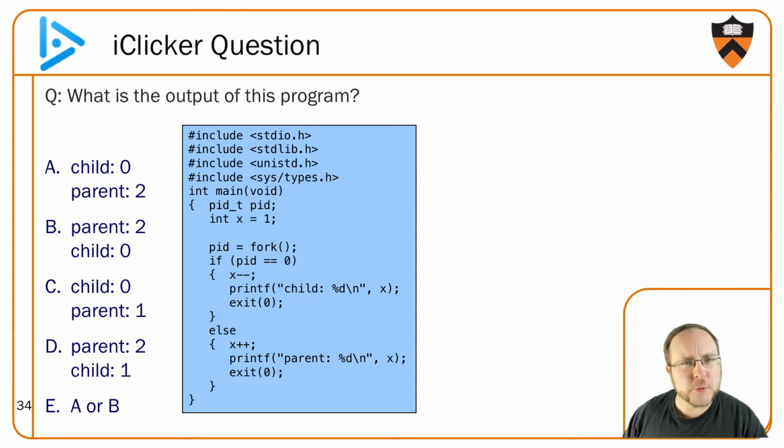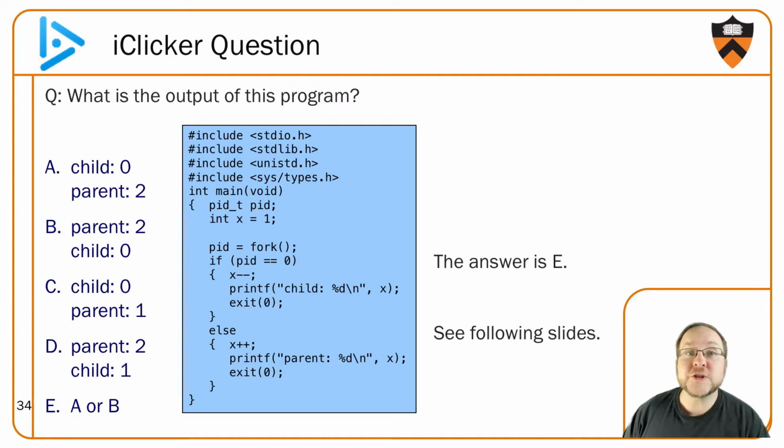But let's explore just a little bit more with another iClicker Home Edition, if you will. Pause the video and look at this code, which does include the conditional differentiation that I just mentioned, and does different operations for each. So what does it print? The answer is E. It's either A or B, but the order is uncertain.